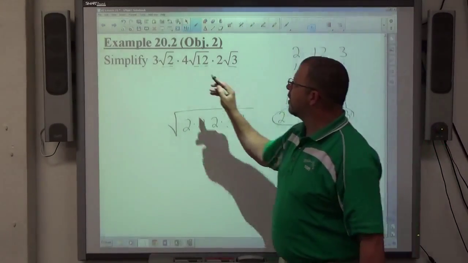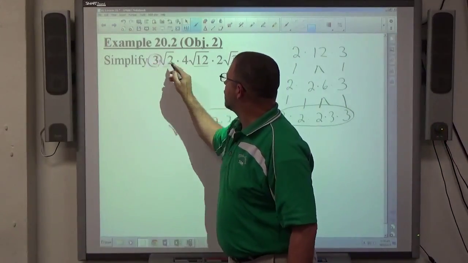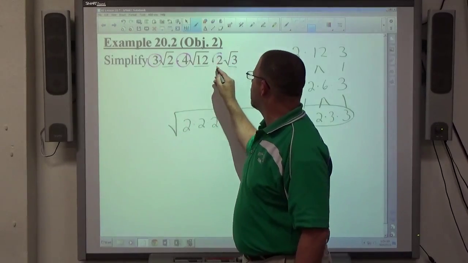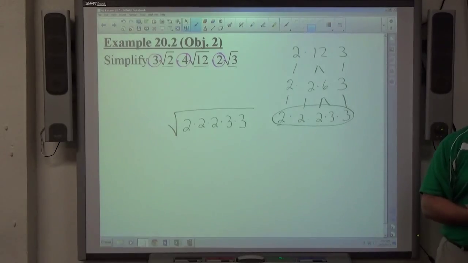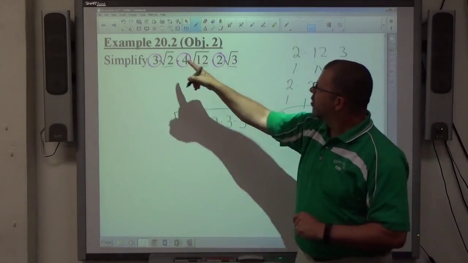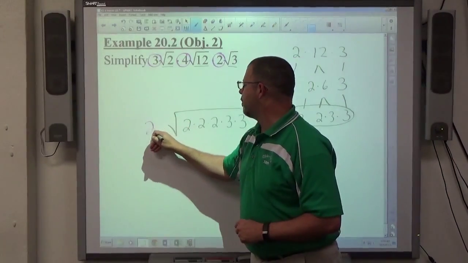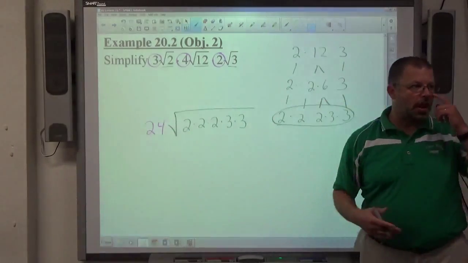Then the other numbers that are outside, the coefficients, 3 is being multiplied by 4, which is being multiplied by 2. Those numbers are already outside the radical. They should be multiplied together to get a single number. So 3 times 4 is 12, times 2 is 24. So that'd be my first step in this problem.